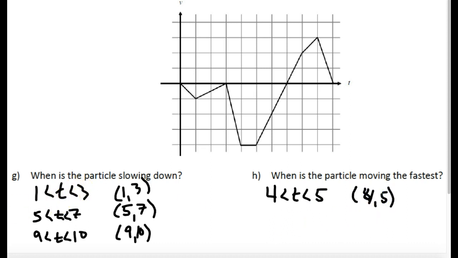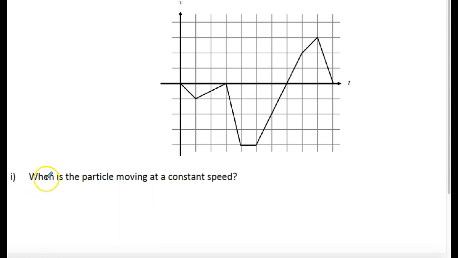All right. Now, when is the particle moving at a constant speed? So constant speed means the velocity is not changing. Well, that occurs right here. My velocity is constant right here on the same interval. We just said it had the greatest speed. So, from 4 to 5 seconds.